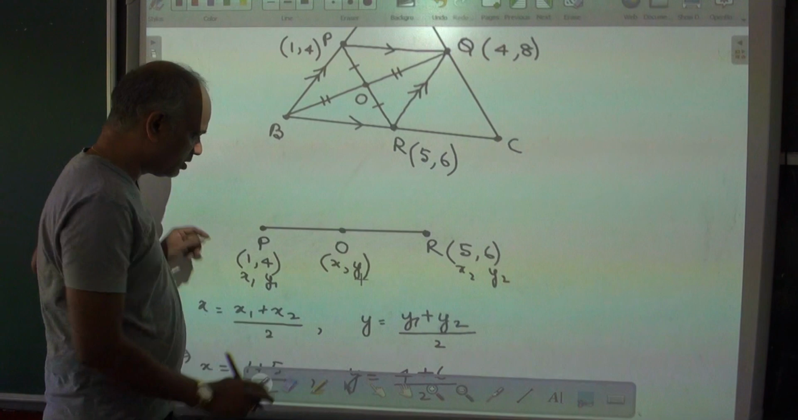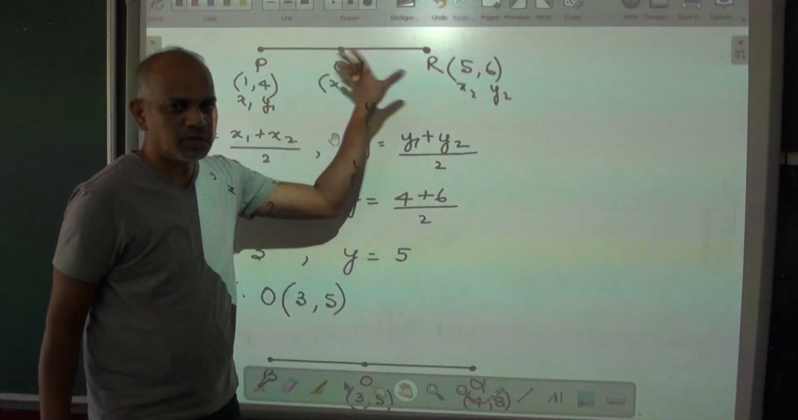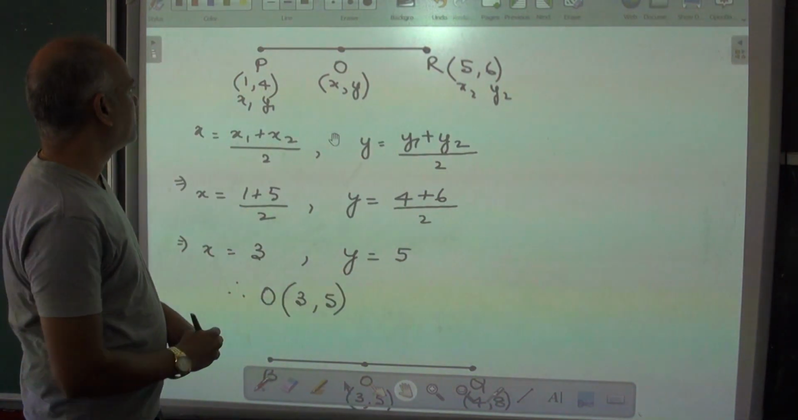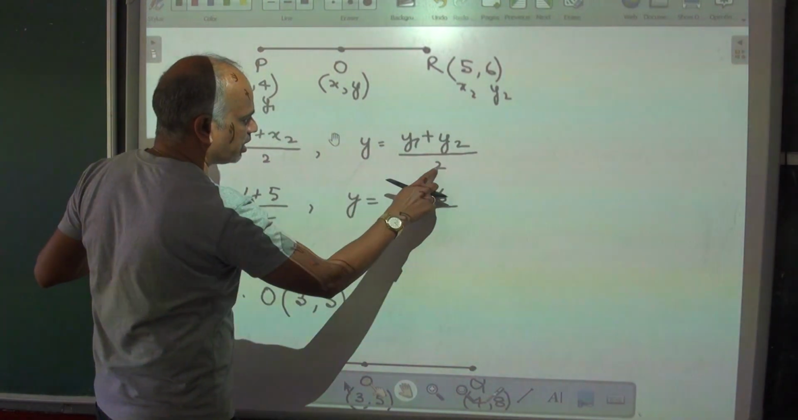You are going to find the midpoint. So, I am using the midpoint formula for this. Look at only this line segment. Okay. So, x is equal to (x1 plus x2) by 2 and y is equal to (y1 plus y2) by 2.